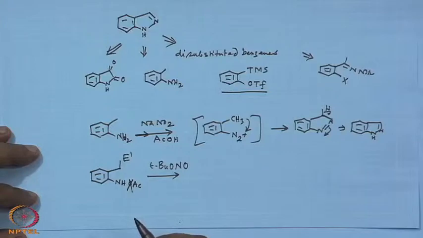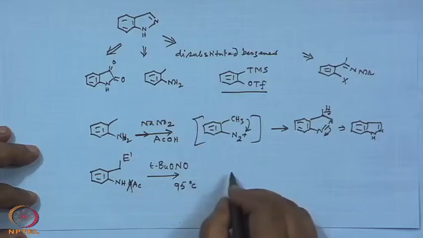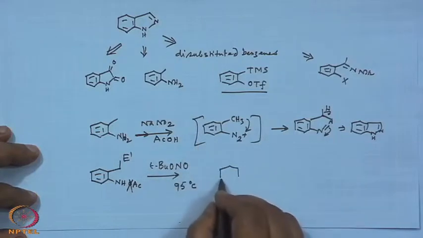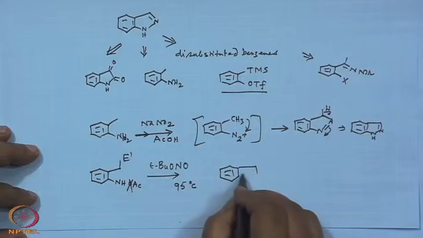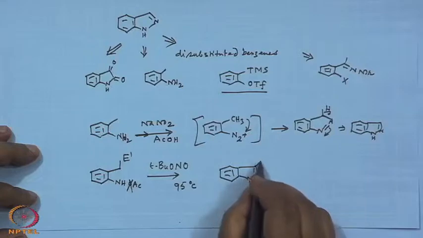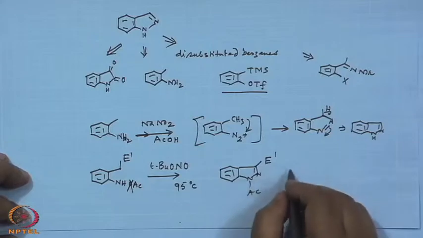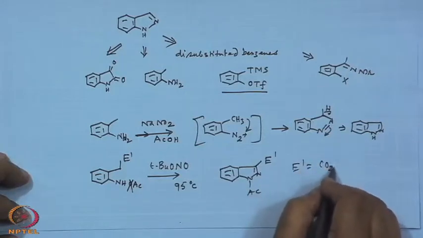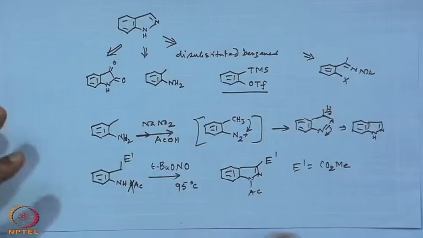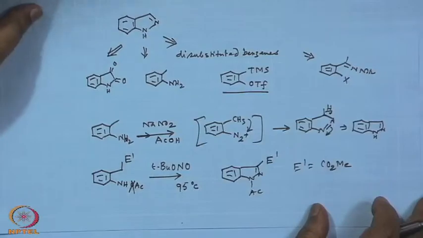Okay, it is basically a source of NO plus. In this case the solvent I have missed, but the temperature required is around 90 degrees centigrade, and in analogy with the previous example, one can write this structure here as an N-acetyl indazole, and of course, E1, all of us know E1 stands for the methyl ester, right, in our case. So, like this you can nicely get access to these indazole derivatives.